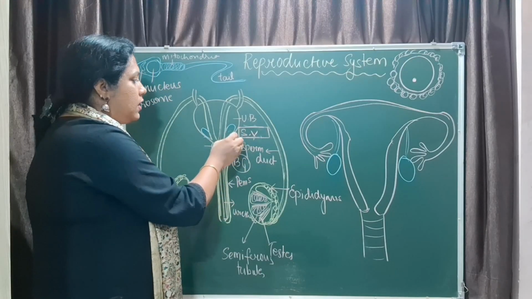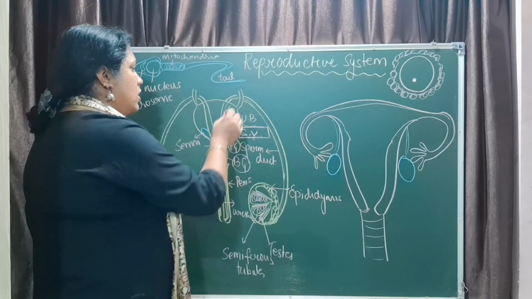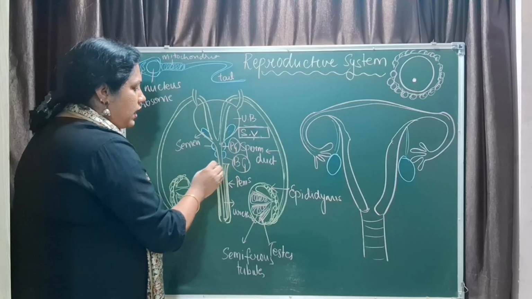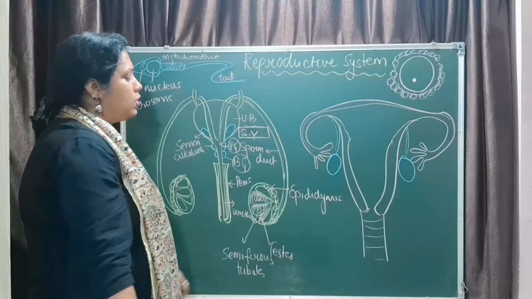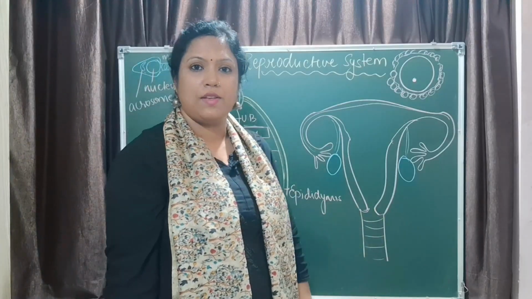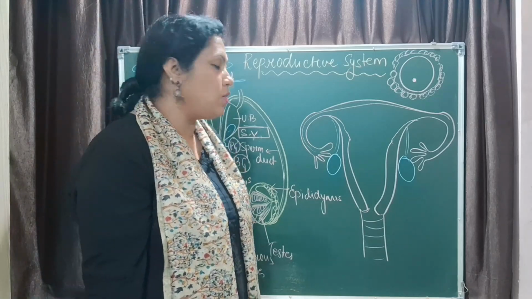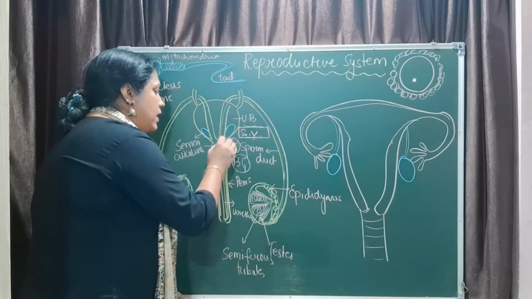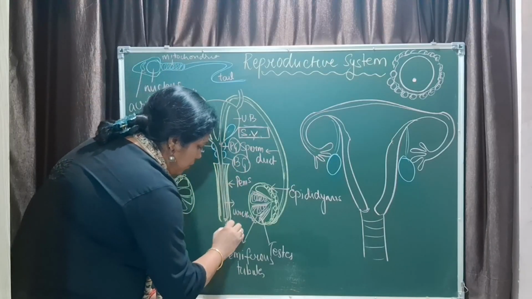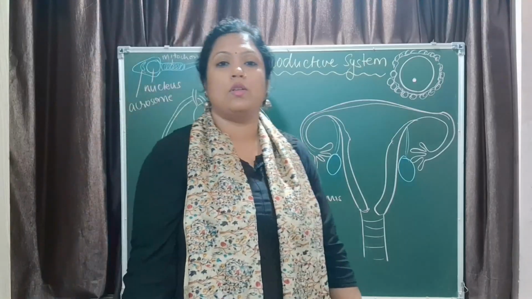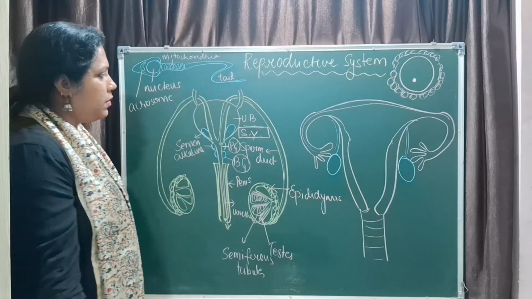The seminal vesicle releases a fluid which is called semen, so the sperm mixes with the semen. The prostate gland releases an alkaline substance which is required to neutralize the effect of acid present in the vagina or the female organ. And the bulbourethral gland releases certain lubricants. This is the function. So now the sperm has mixed with the semen and all the alkaline secretions and the lubricants and moves out from the penis through the urethra during ejaculation through the ejaculatory duct. So this is all about your male reproductive system.